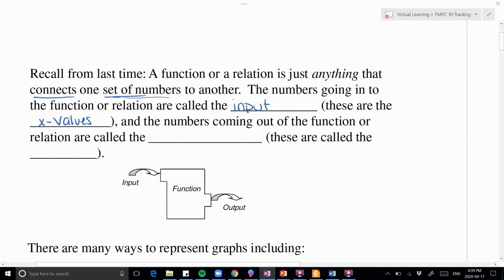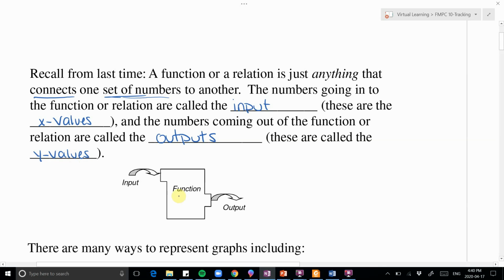So these are often things like time, things that are consistent and set in motion, whereas our outputs, the numbers that come out, depend on whatever our input is. So our y value, your speed, depends on how long you've been driving. The height of your plants depends on how long it's been growing for, right? So your outputs depend on those x values.